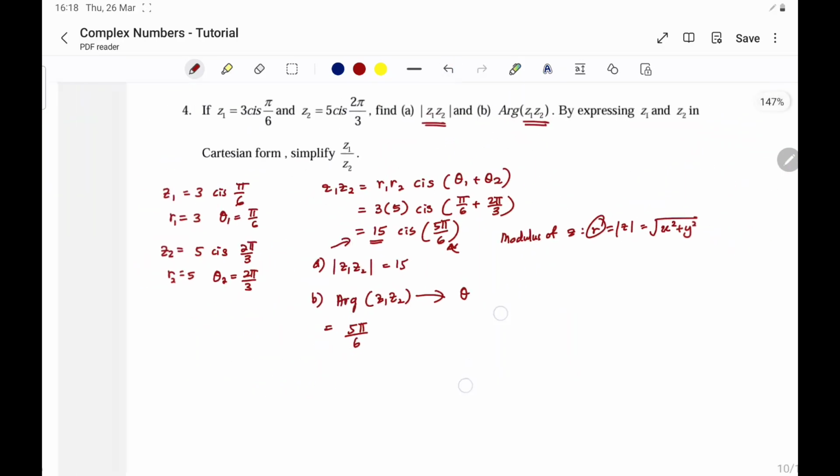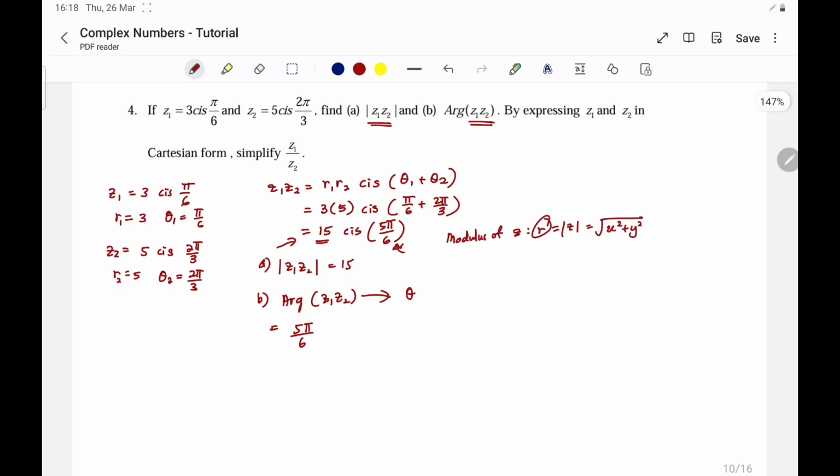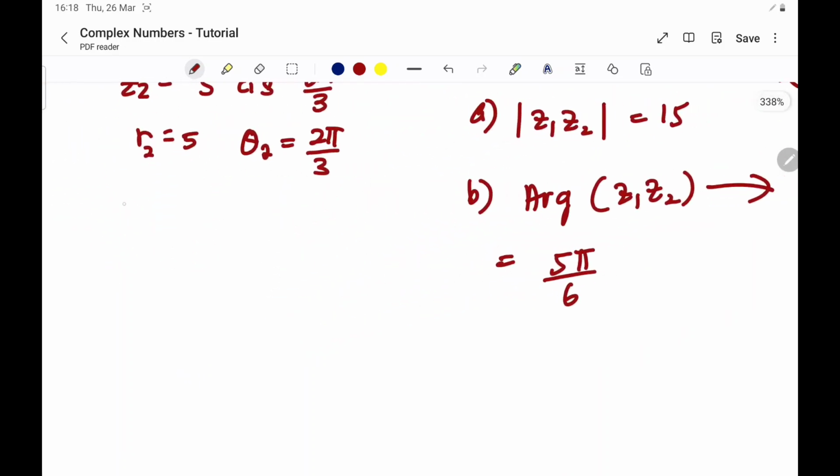Now the next question is expressing z1 and z2 in Cartesian form, and simplifying. So we have to change z1 and z2 into Cartesian form first. So what is Cartesian form? z is equal to x plus yi.